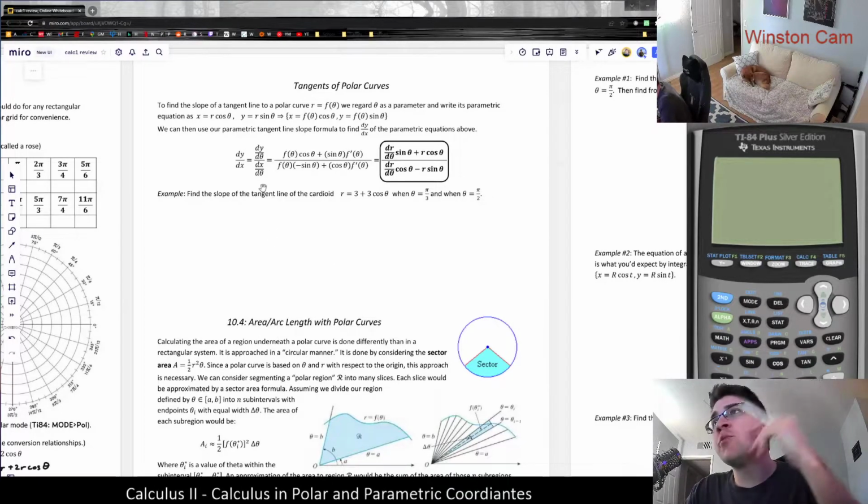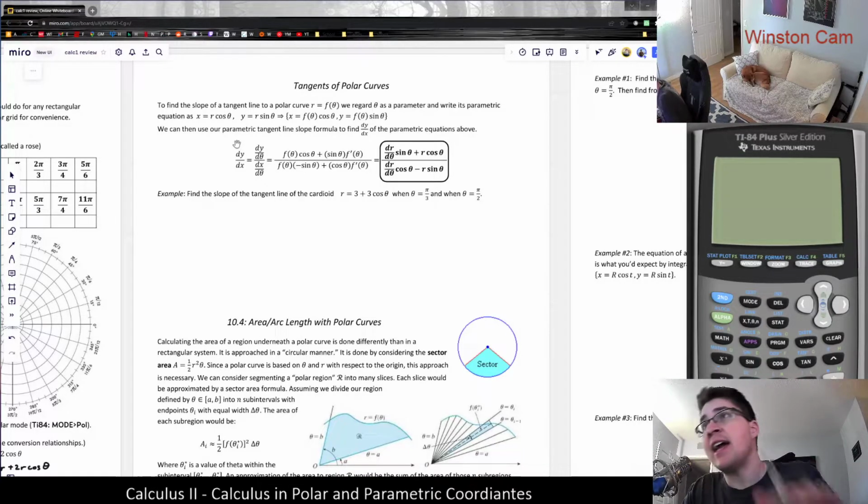So in general, we could think about the relationship or the ratio between dy and dx, or the slope of a tangent line to the point of a curve, as the ratio of the parameterized equations dy dt over dx dt, or the formula that we use to find the slope of parametric curves before.